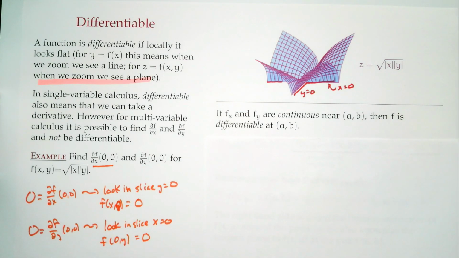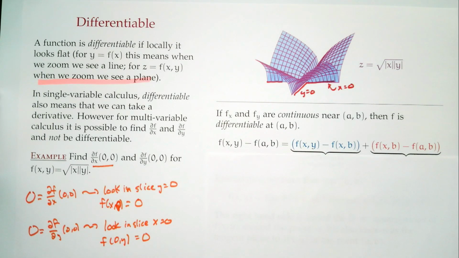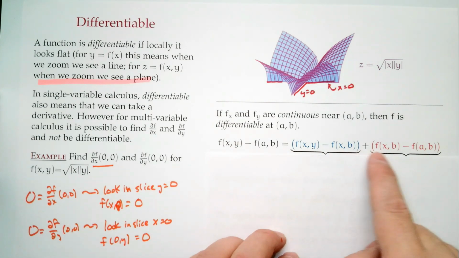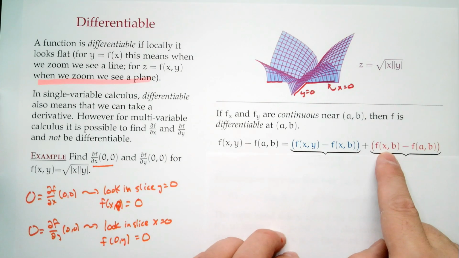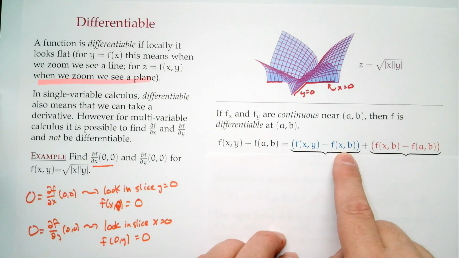So how do we justify this? Well, here's sort of our intuition. Let's look at f of x, y minus f of a, b. And what we want is for it to be flat. In other words, we want it to behave like a flat thing should. We want it to behave like a plane. So we want to somehow argue that what's happening is like a plane. Now, we're going to do our classic add and subtract. So I take my f of x, y minus f of a, b, and I'm going to add and subtract a term in the middle. In this case, it'll be f of x, b and minus f of x, b.